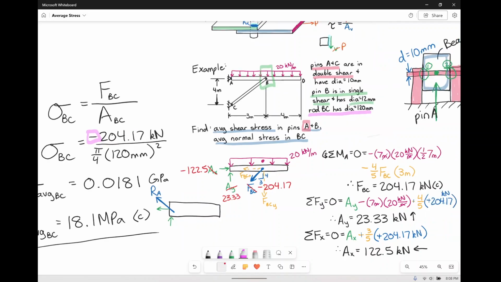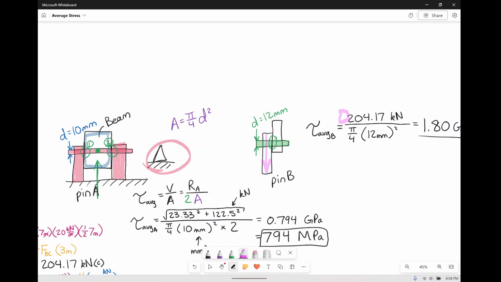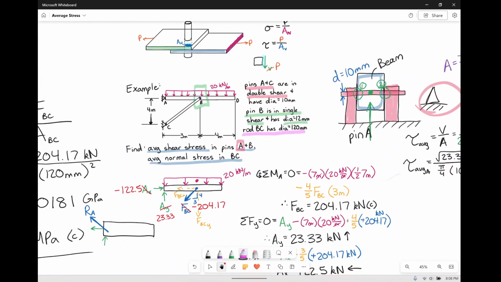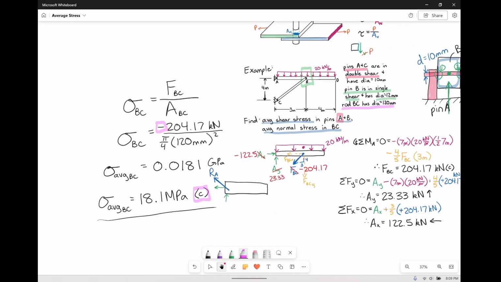Now you might be wondering, why the negative here and not the negative here? Because normal has a direction. Normal has either a tension or a compression direction. Shear does not have a direction because in one face it's going down and in the other face it's going up. So it doesn't have a direction, it has a magnitude. Whereas normal very specifically is either in compression or in tension. So I hope that clears that confusion up if there was any.